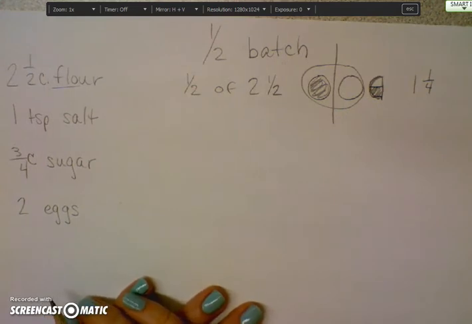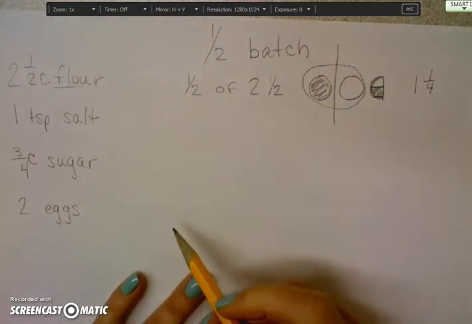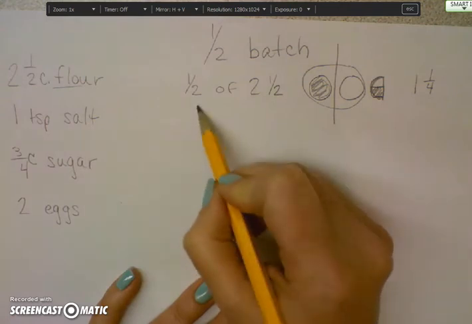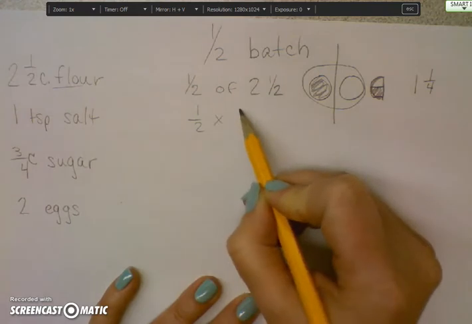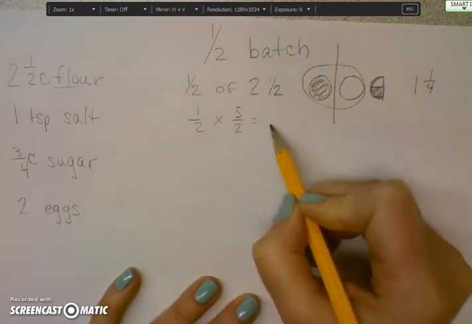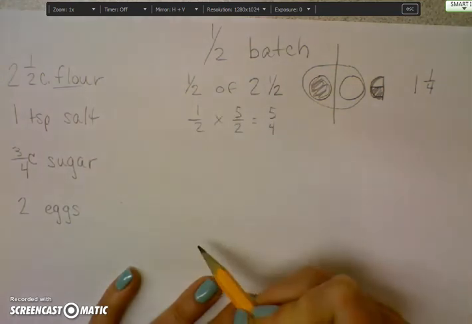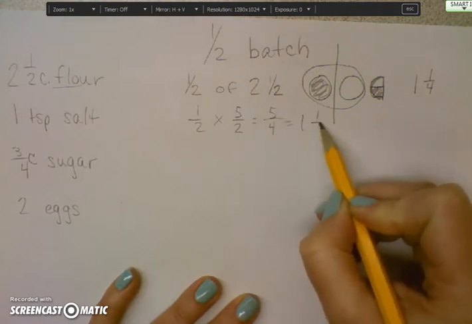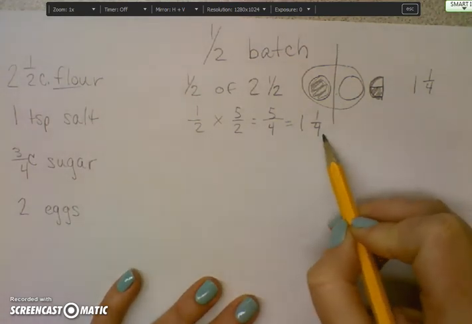I know we've been working on the strategy to change this into an improper fraction and then just multiply across. I'm going to check and see if that works as well. I know that 1/2 times 5/2 is equal to 5/4, and then when I convert that into a mixed number, I know that that is equivalent to 1 1/4. So it looks like my common sense thinking and the math did match up.